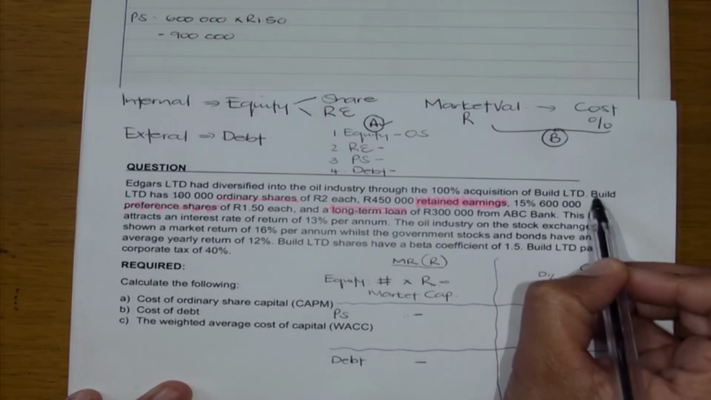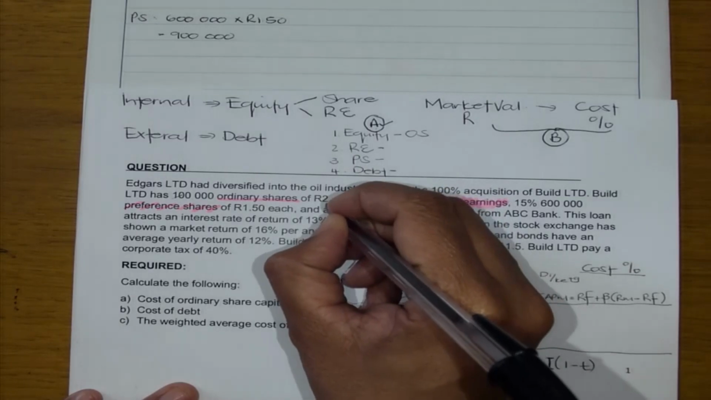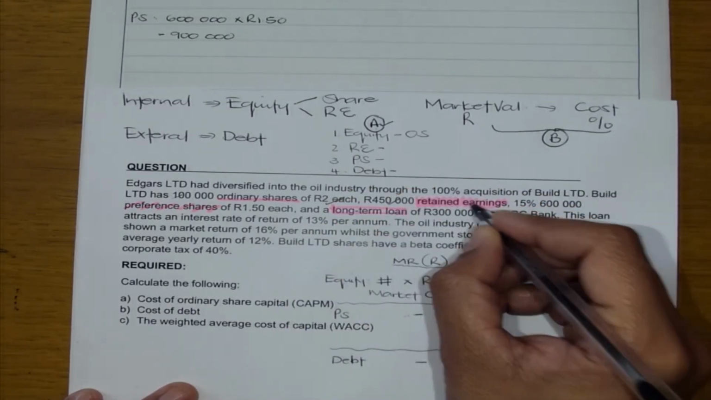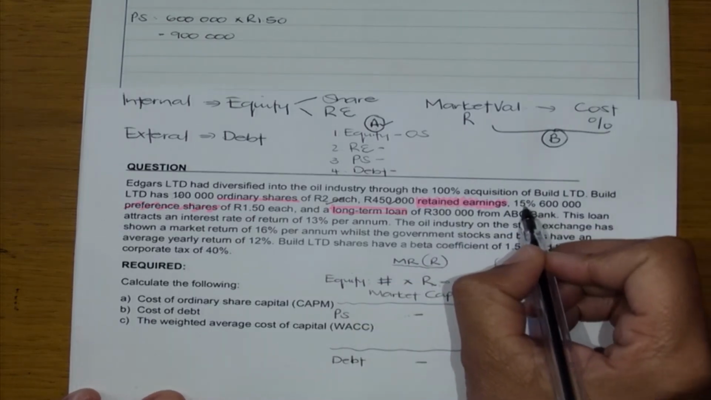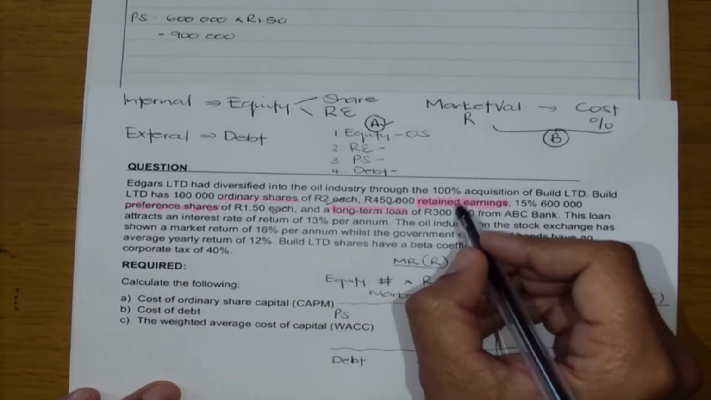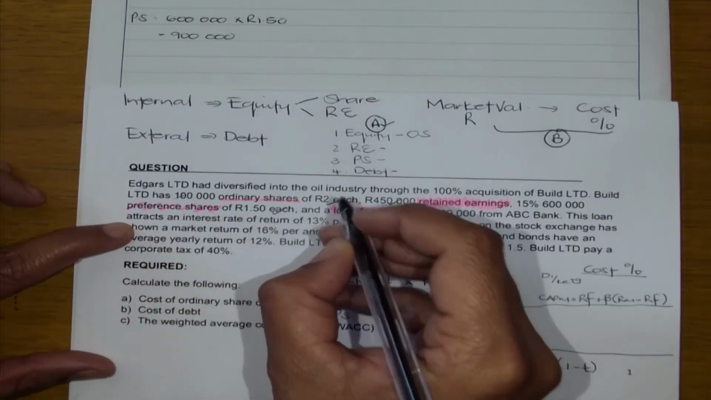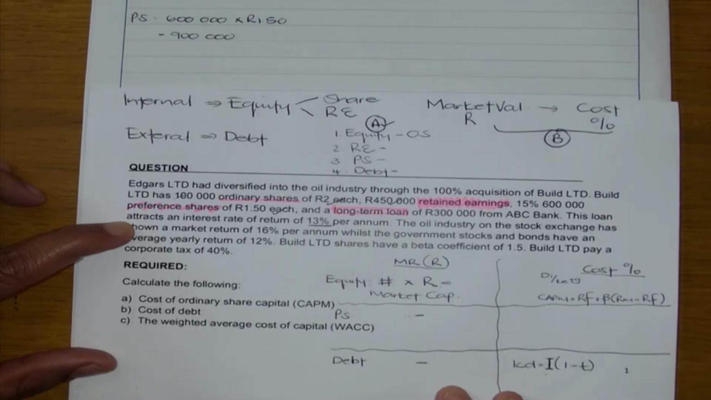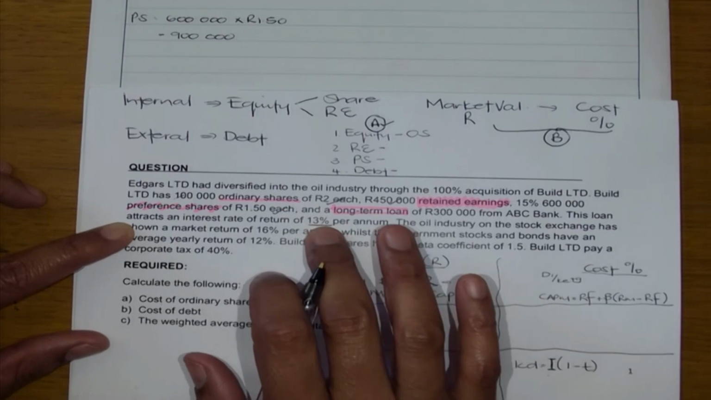So they tell us, yeah, Bolt Limited has 100,000 ordinary shares of 2 Rand each. We are done with that, right? Then it says 450, we are done for retained earnings. Now for retained earnings, if they do not ask you to calculate the cost, always use the one used for equity, right? Then they say 15%, 600 preference shares at 1 Rand 50 each. We done the long-term loan of 300 ABC loan. It says this loan attracts an interest rate of 13% per annum. Now remember, this 13% has tax. We need to take the tax out.